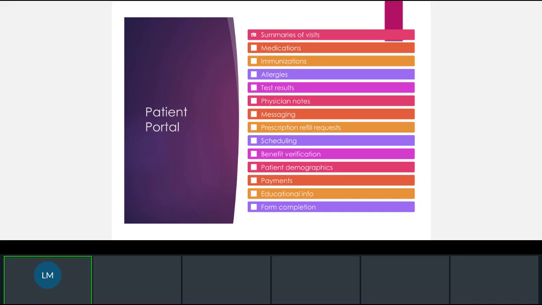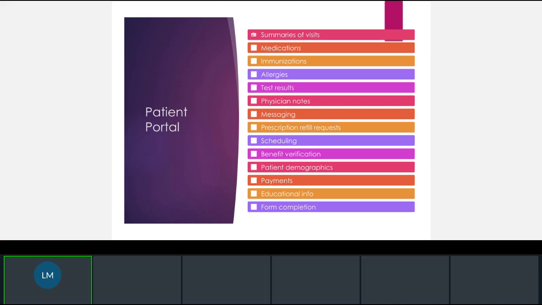I think for the patients, because a lot of times when you're in there and you're listening and you're trying to follow, sometimes you're just overwhelmed and it's a lot of information. A lot of your elderly patients tend to struggle with this as well. So what are some things you might find on the portal? All of these little bulleted points on here. So a summary of the visit, any medications that you're on or they prescribed, your immunizations can be on there, your allergies, your test results, the physician's notes, any messaging.